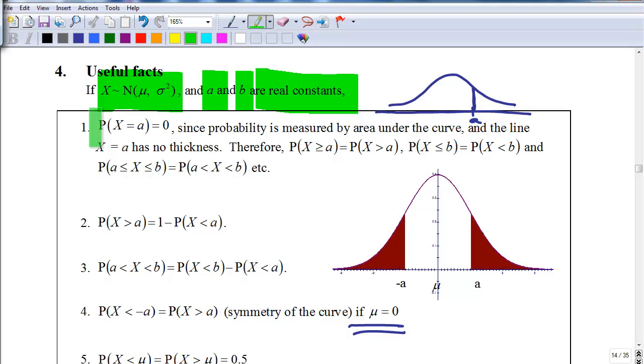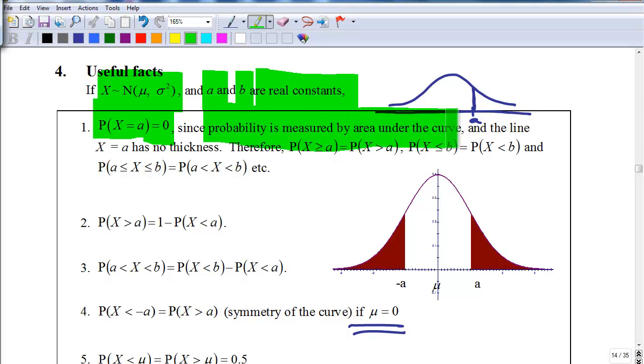Now, the first fact says this: if I want to write down the probability of X equals to any arbitrary constant, then that probability is always equal to 0. Now, this is because probability is measured by area under the curve. And if I were to draw a bell curve and I look for A, then the area under the graph for X equals to A is just 0, because this line, X equals to A, has no thickness.